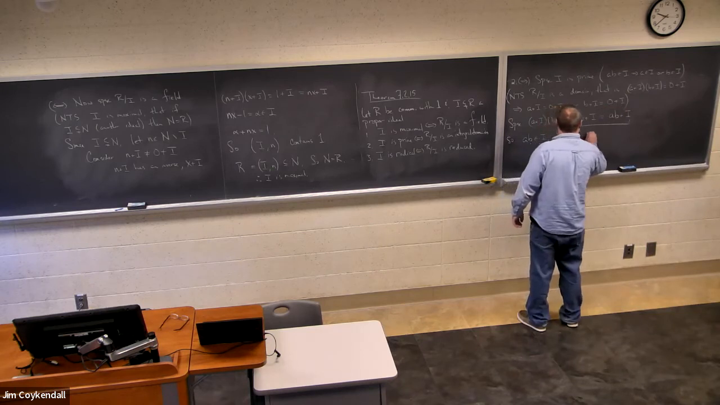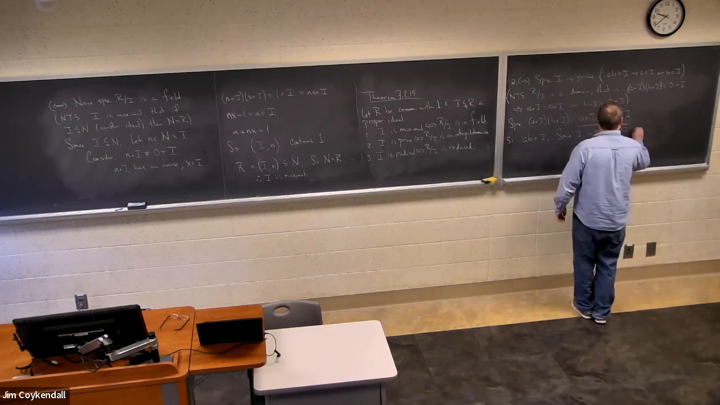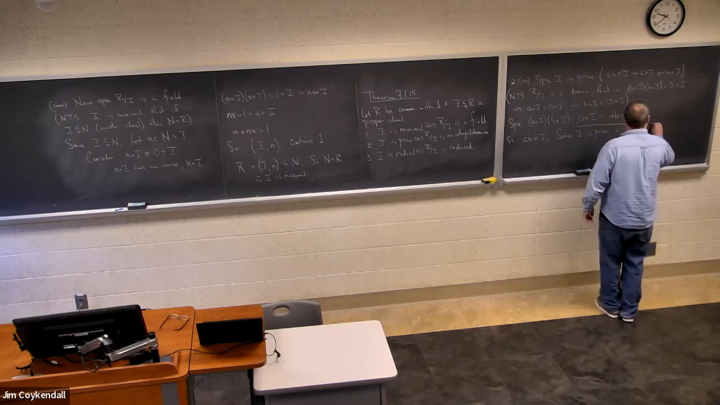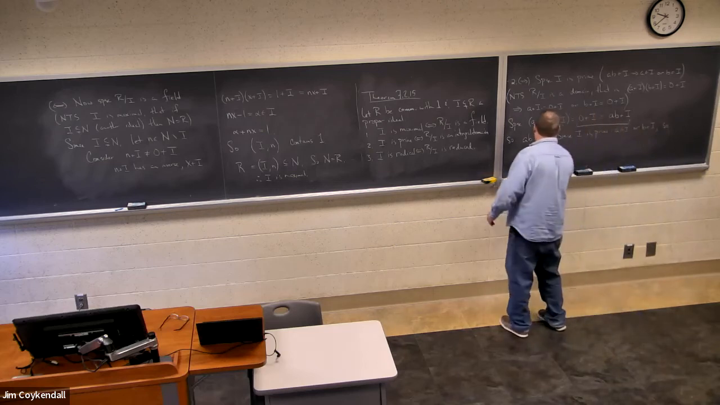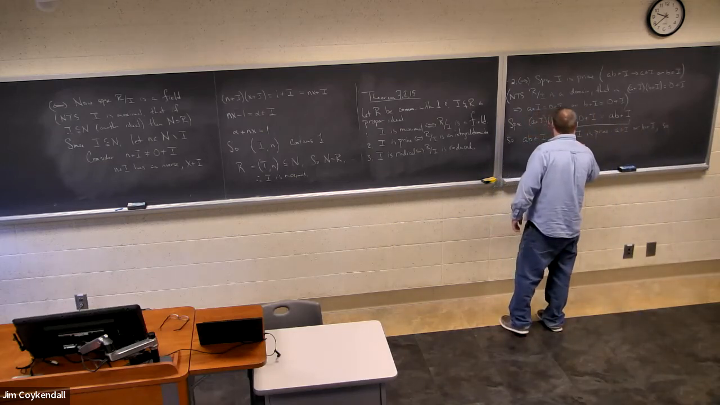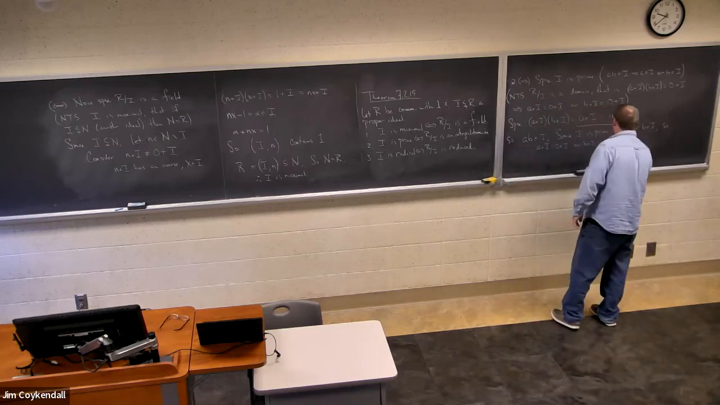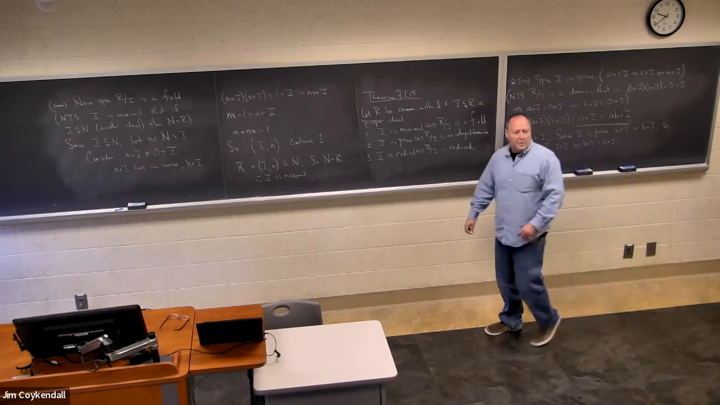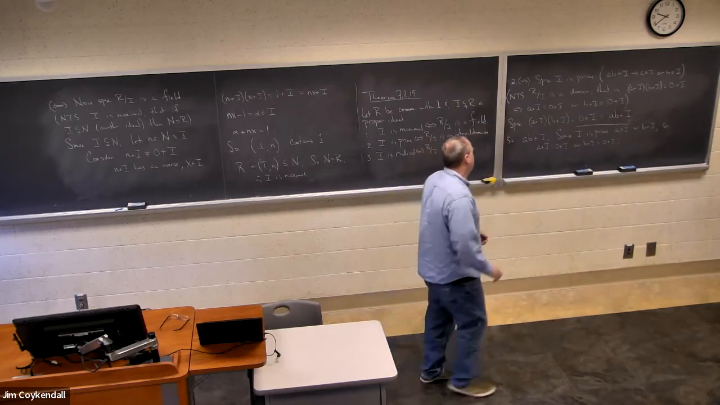Since I is prime, a is in I or b is in I. So translate that: a plus I equals 0 plus I or b plus I equals 0 plus I. And we're done with that part. So it's an integral domain, since one of the two has to be zero.